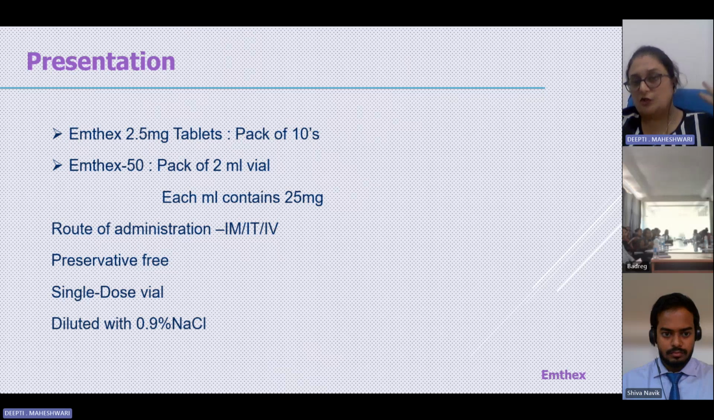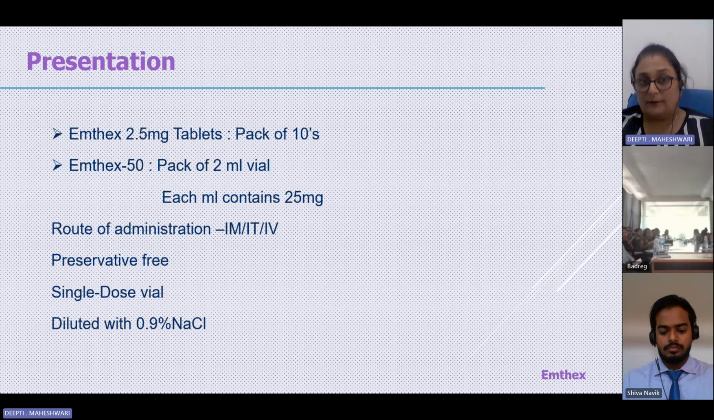So you have just two strengths. One is the 2.5 mg tablet and the other one is MTX 50, which is 50 mg in 2 ml. So all the dose calculation and everything will be on the basis of these two types of packs only.